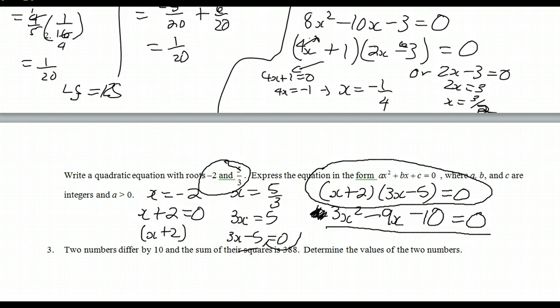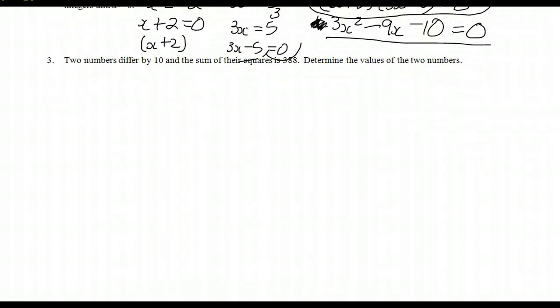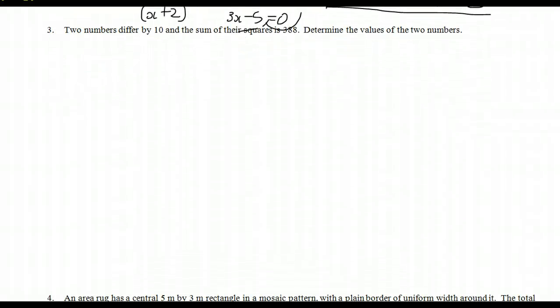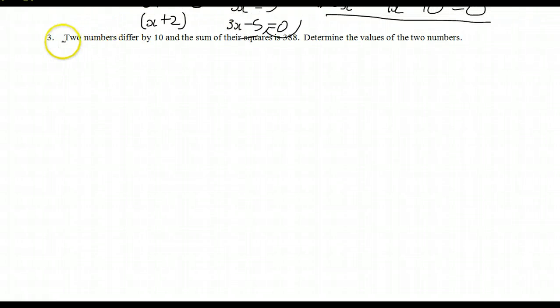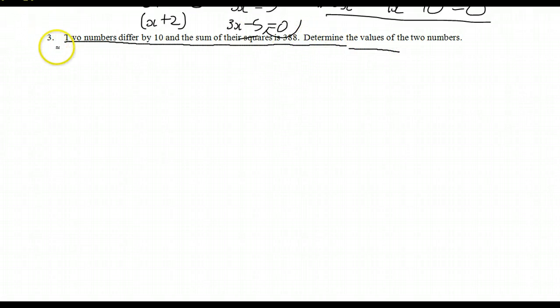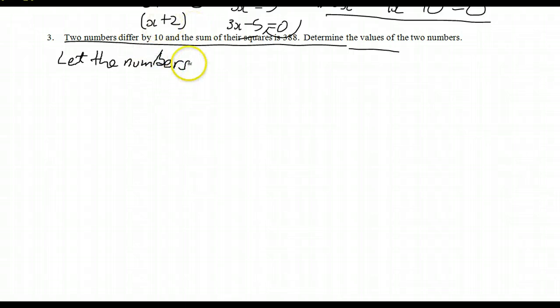Okay, what's next? This is not the last one, second last. Two numbers differ by 10 and the sum of their squares is 388. Determine the values of the two numbers. So we could say, let the numbers, so we need a statement. We need to define our variables. So let the numbers be x and, well, let's make the next one bigger, x plus 10.